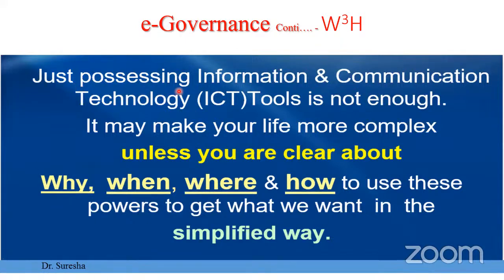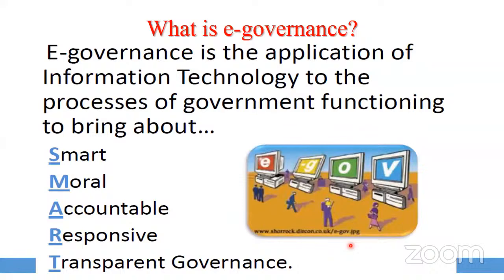One more definition: just possessing information and communication technology tools is not enough. It may make your life more complex unless you are clear about why, when, where, and how to use these powers to get what we want in a simplified way. So this is the best example of ICT. So what is e-governance? Just one second, please. E-governance is the application of information technology to the processing of government functions to bring smart, moral, accountable, responsive, and transparent governance.